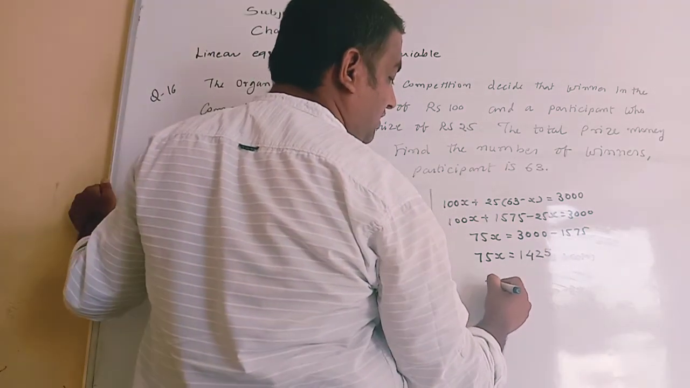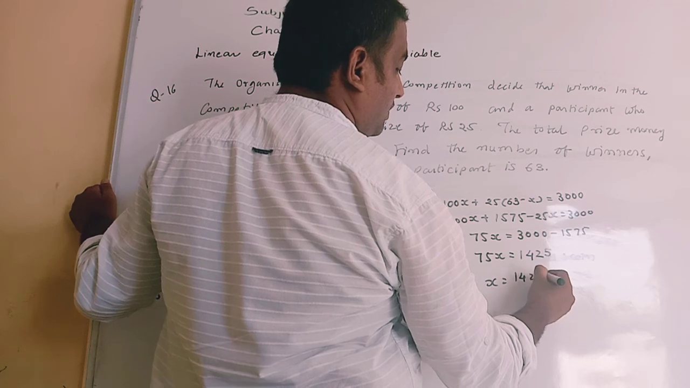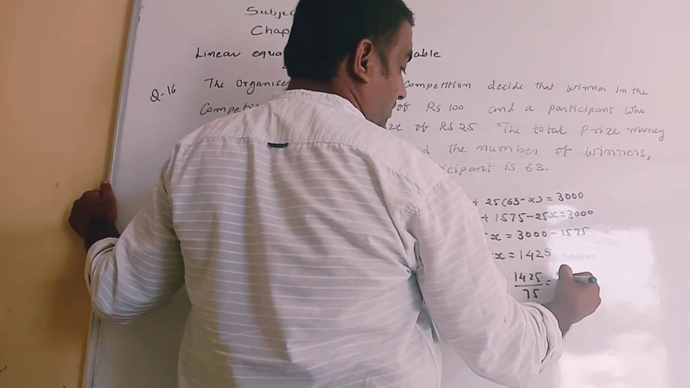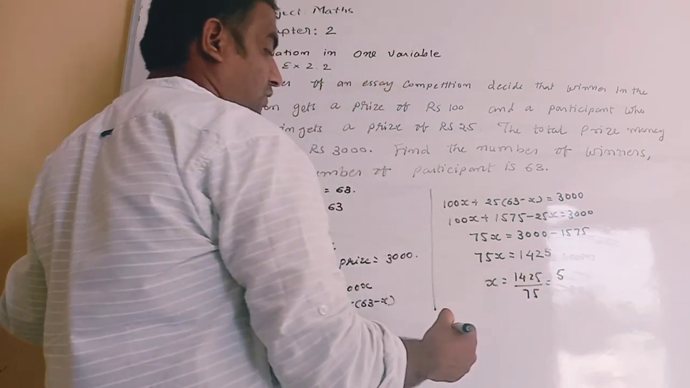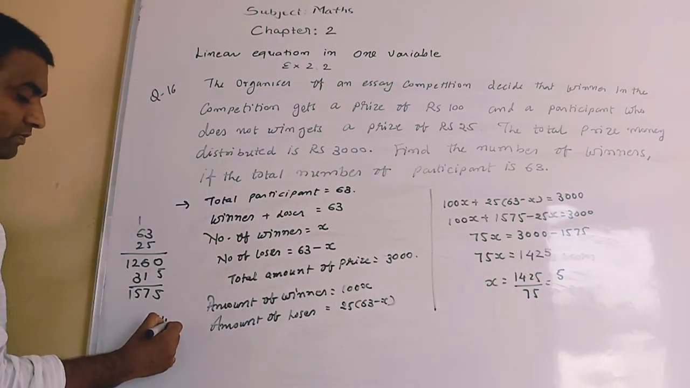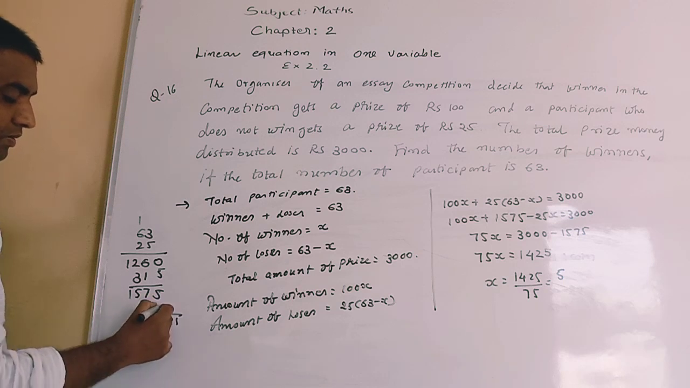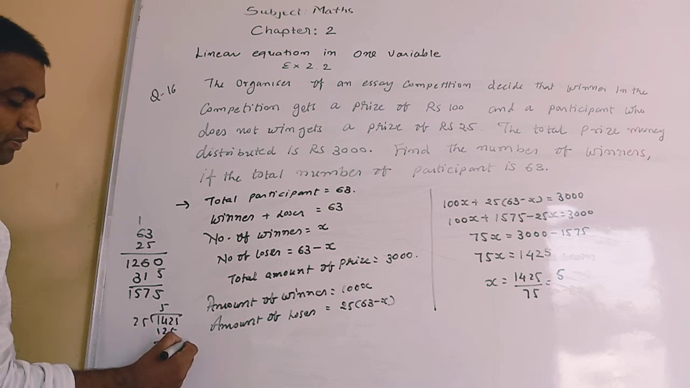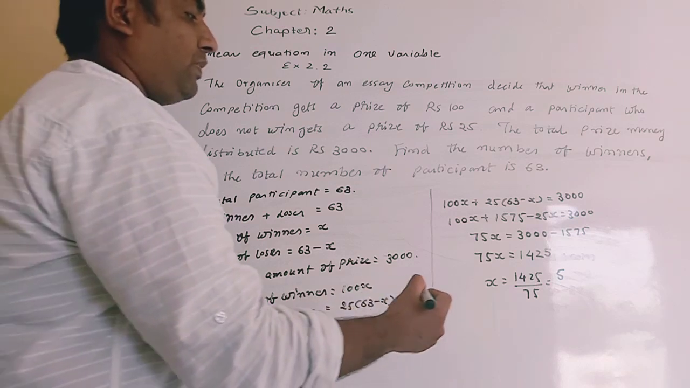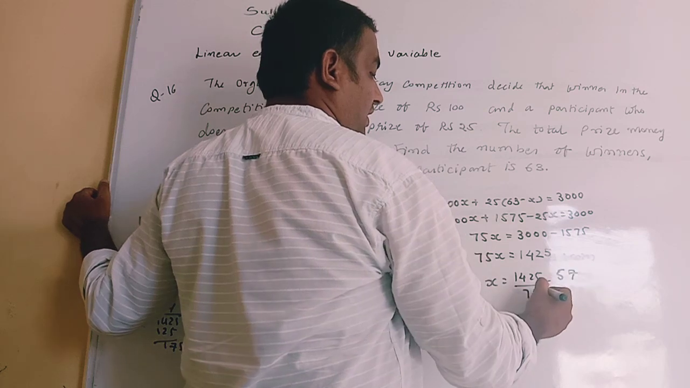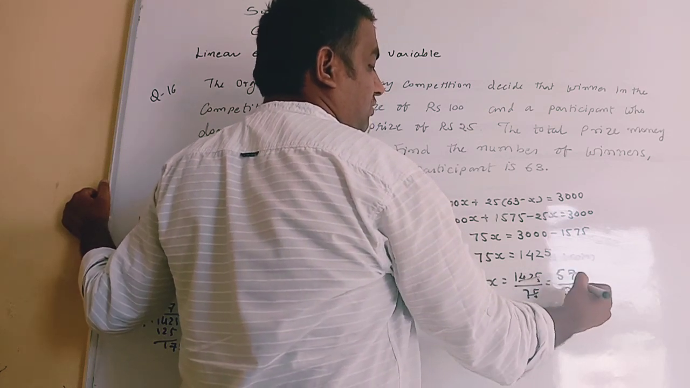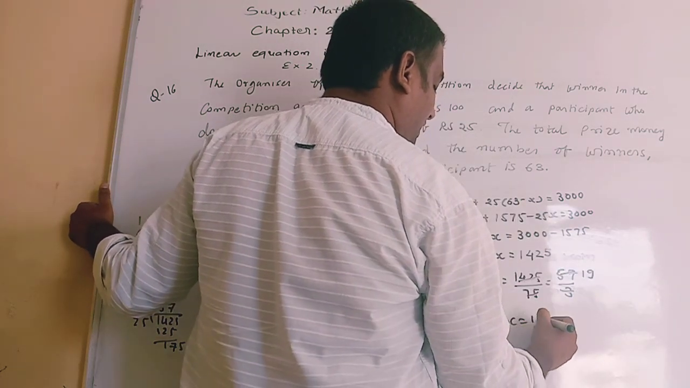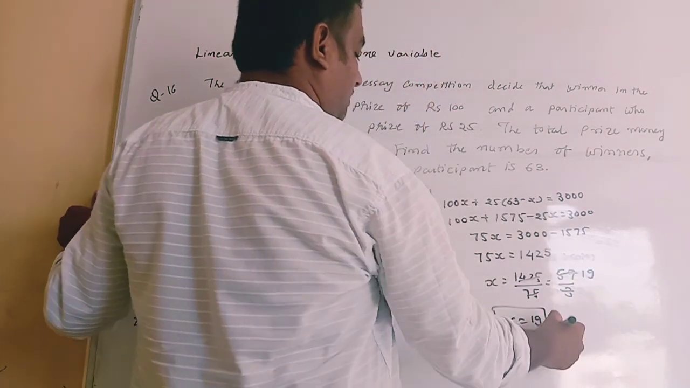So x is equal to 1425 divided by 75. We divide 1425 by 25 first: 25 times 57 is 1425. Then 57 divided by 3 is 19, so 19 times 3 is 57... so x is equal to 19. The number of winners is equal to 19.